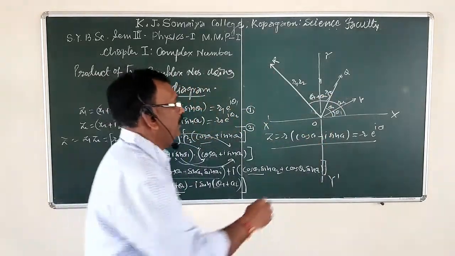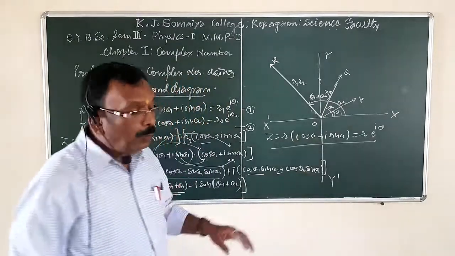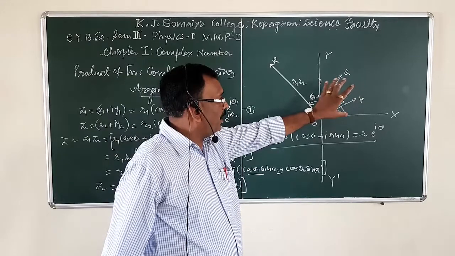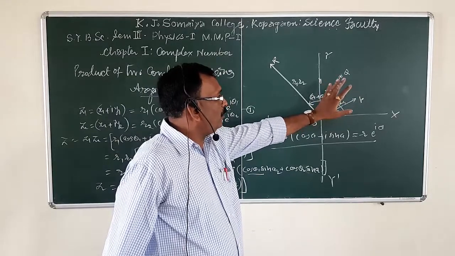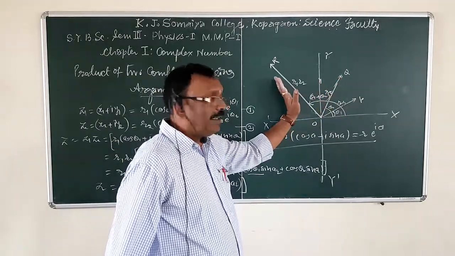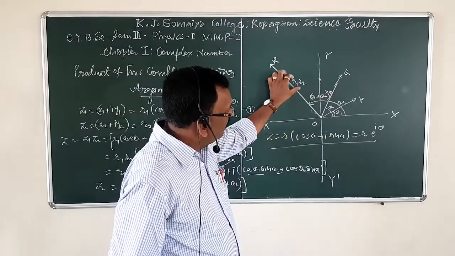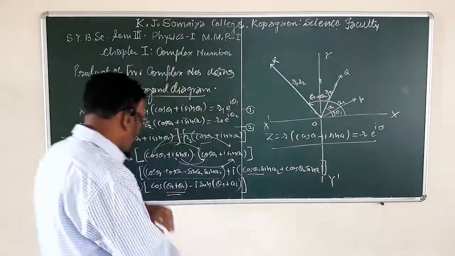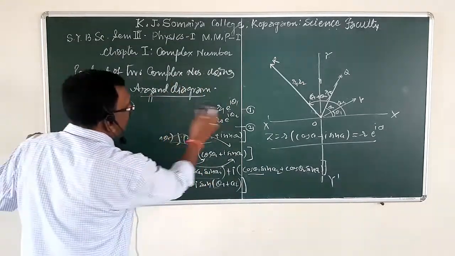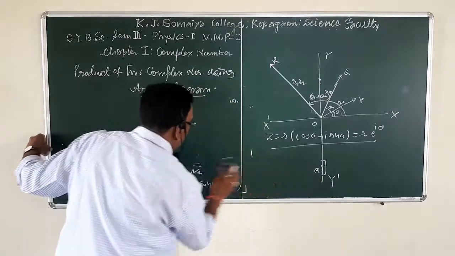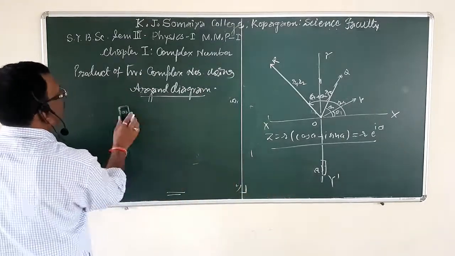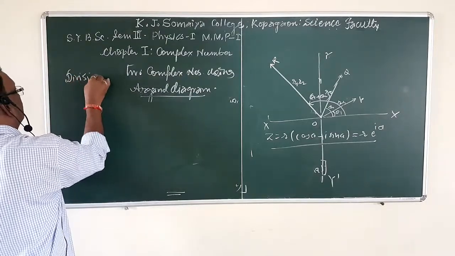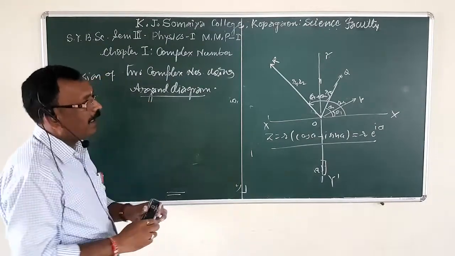In this way, when two vectors on an Argand diagram are multiplied, the resultant vector has the modulus R1 R2 and phase angle theta 1 plus theta 2. Now we are going to consider the last algebraic operation, that is division of two complex numbers using an Argand diagram.